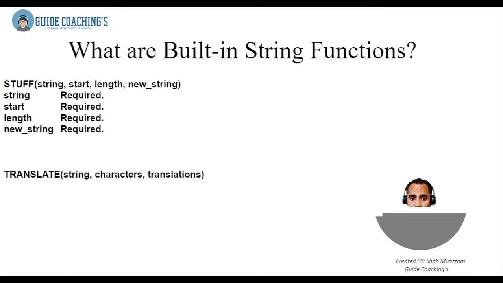In translate, what it does is, it takes the string. You have a string, like "today is Monday", then you have a character, and then you give a translation. So it basically has three. I'm sorry, my connection is lost. Just give me a second, guys.